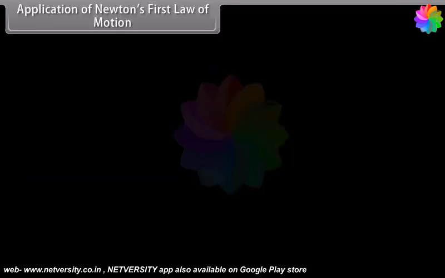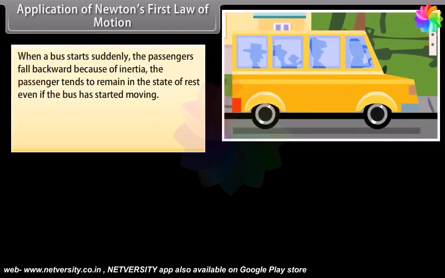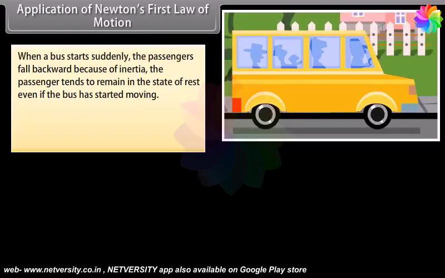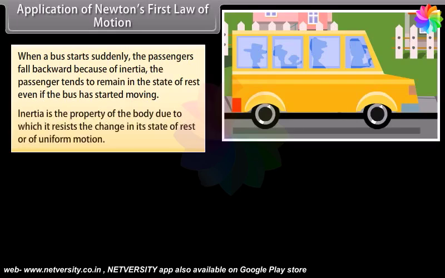Application of Newton's first law of motion. When a bus starts suddenly, the passengers fall backward because of inertia. The passenger tends to remain in the state of rest even if the bus has started moving. Inertia is the property of a body due to which it resists the change in its state of rest or of uniform motion.